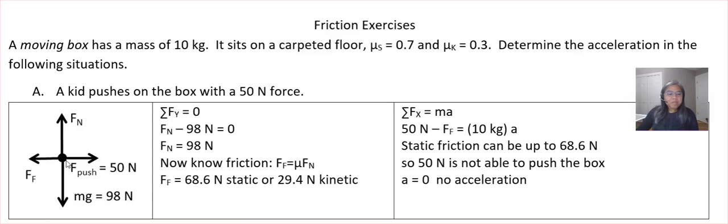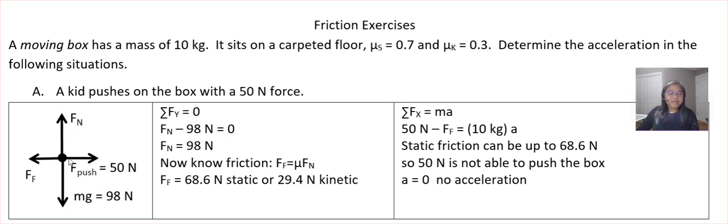We use the particle model, and as such, we represent our object, the box, as a dot. We also construct an x-axis and y-axis, and then identify the forces that are acting on the object. So along the x-axis, we have the pushing force of 15 newtons to the right and frictional force to the left.